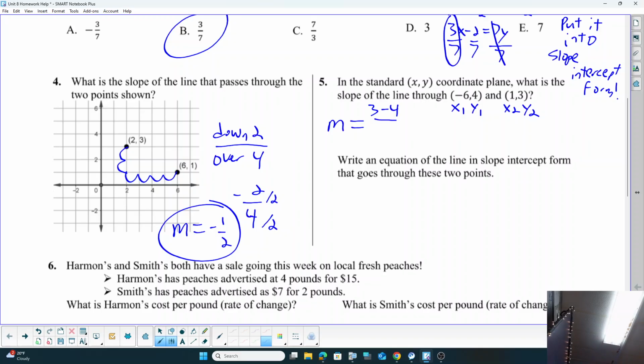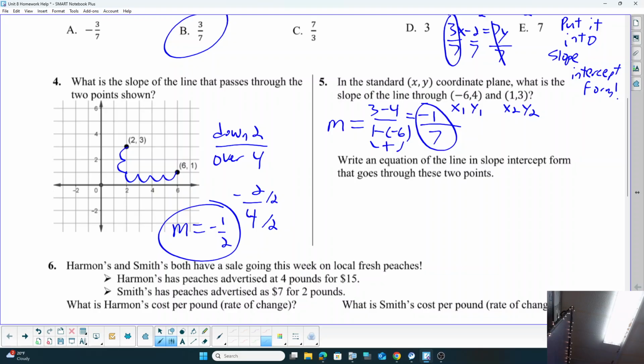So y2 minus y1 over x2 minus x1. Minus a minus is actually a plus. So 1 plus 6 is 7. And 3 minus 4 is negative 1. We got it. Negative 1/7 is the slope.